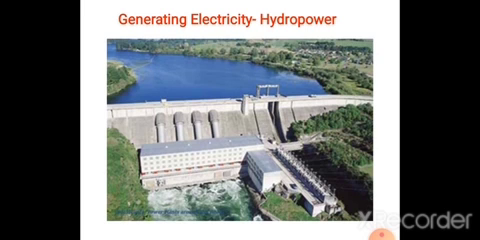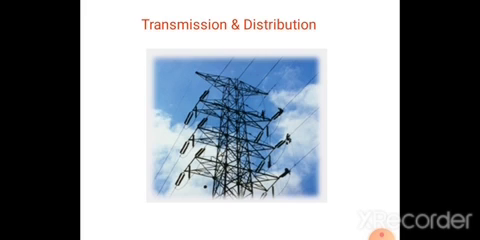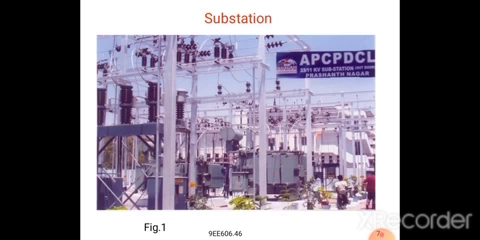In generating electricity with a hydropower plant, this is the transmission lines. By using transmission lines, the power will be transferred from one place to another place. And this is the distribution. In this, we are studying about substation. Here it is a 33 by 11 kV substation, that is an outdoor substation.